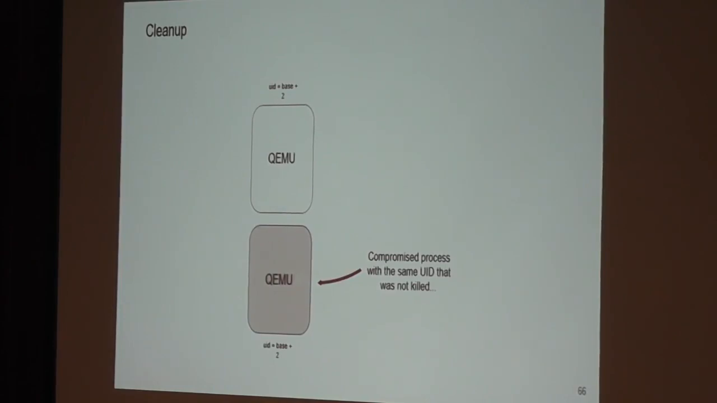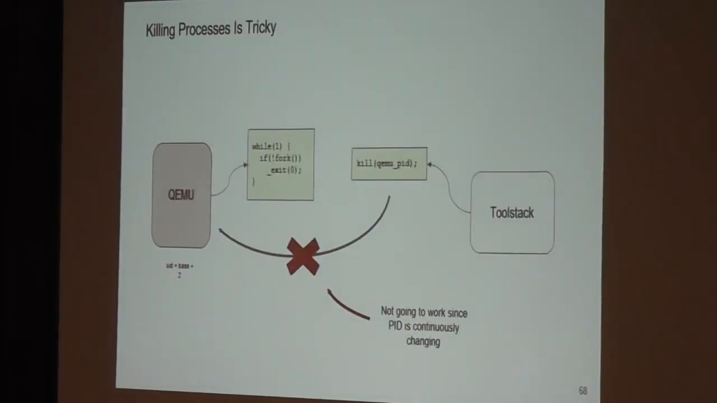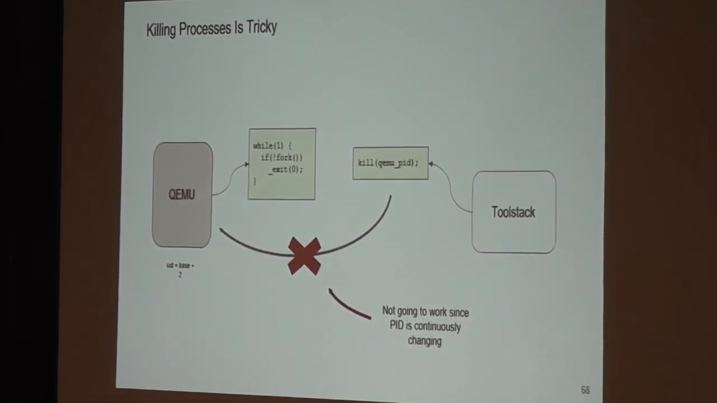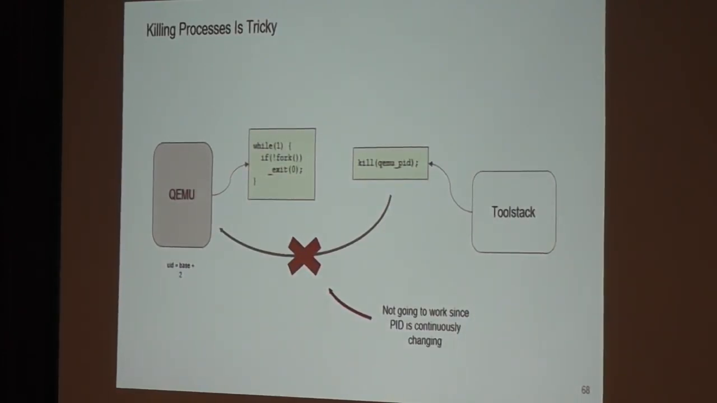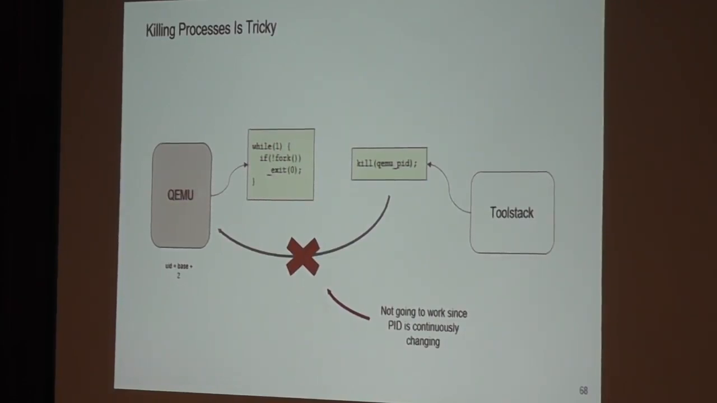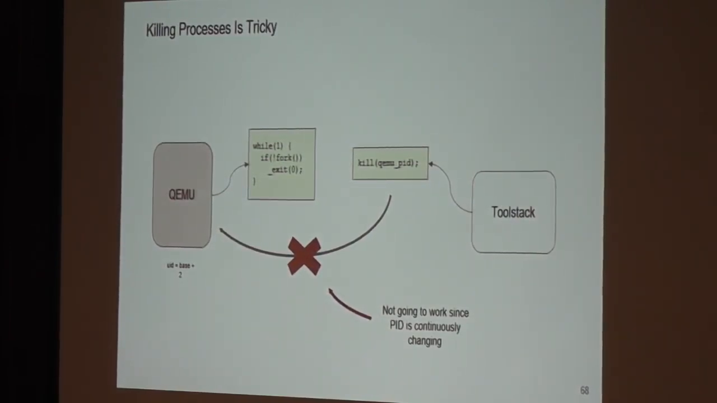Now, why didn't it die? Well, it turns out that killing processes is a bit tricky. If your compromised QEMU starts executing that loop there, which is a fork loop, then it's going to be changing process ID so rapidly that the tool stack trying to kill it by process ID is not going to win. Even if you try killall, certainly killing it by the original PID that it was spawned with is not going to work, but even if you use a killall to try and follow it, you're not going to win the race. That QEMU potentially is going to stick around.